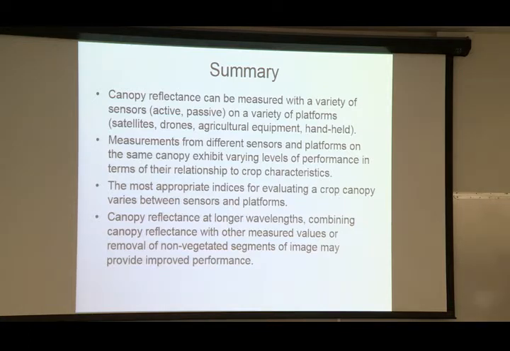Possibly reflectance at longer wavelengths with that hyperspectral instrument, or combining it with something like crop height, or removal of anything that's non-vegetated. All of those things may help us a little bit to understand this better, but I don't know yet. So we're going to try this summer on corn. We're going to go out and get some measurements on a corn trial very similar to the wheat, where you have different levels of nitrogen. We'll see what that does for us.